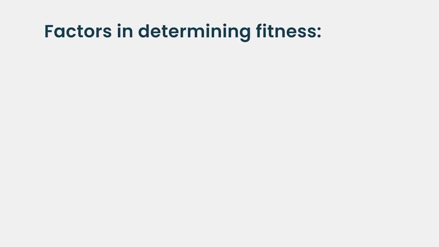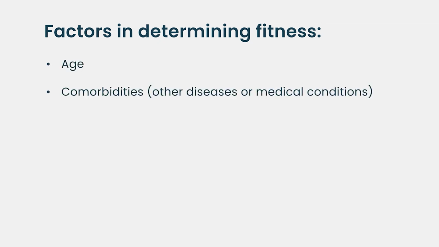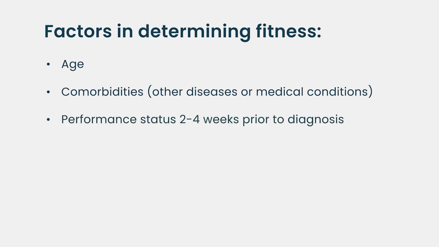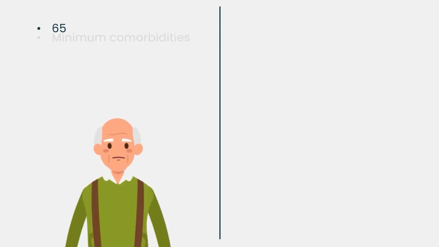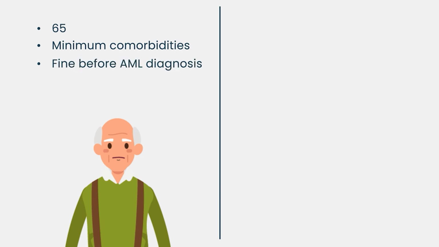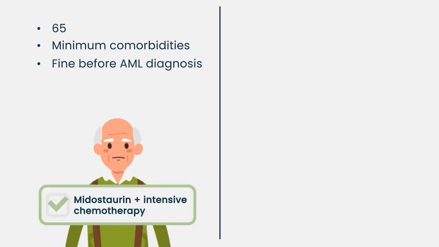Some factors that go into determining the fitness of a person for intensity of treatment are age, comorbidities, as well as what their performance status was, probably not at the time of diagnosis, but let's say 2 to 4 weeks prior to the diagnosis. So even if they were, let's say, 65, had minimum comorbidities, were healthy, were doing fine before the diagnosis of AML, you could consider treating them with intensive chemotherapy plus midostaurin.